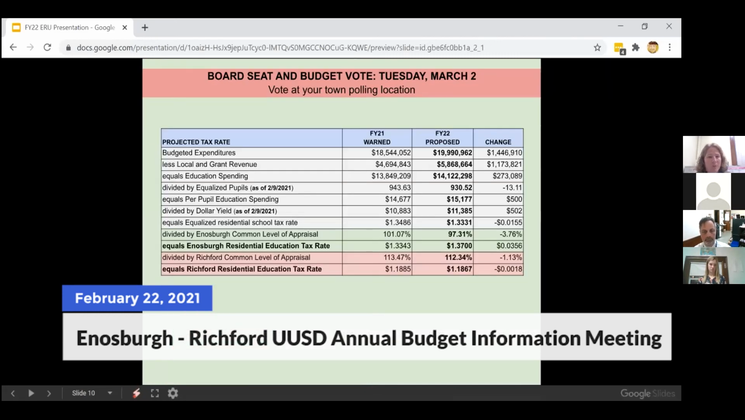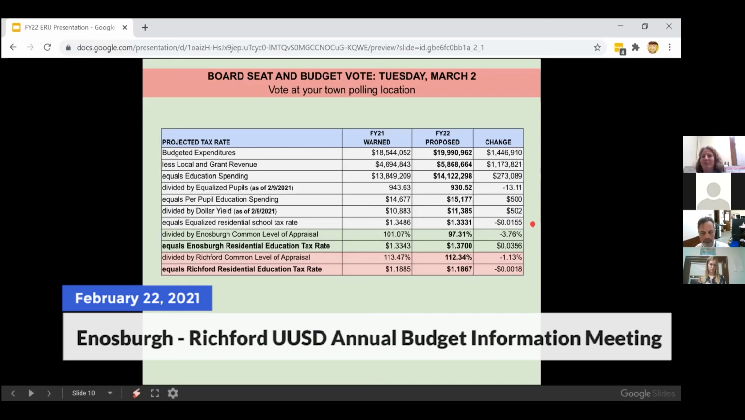And so I left you off on the per pupil spending, and then you divide that by the dollar yield. The dollar yield is set by the state, and this number moves. You know, we talk about estimating. We kind of have to estimate, but the state, the legislature, has come in and said that they're estimating that they are going to spend $11,385 per kid. Then this equals our residential school tax rate, which you can see is down a penny from last year's budget.